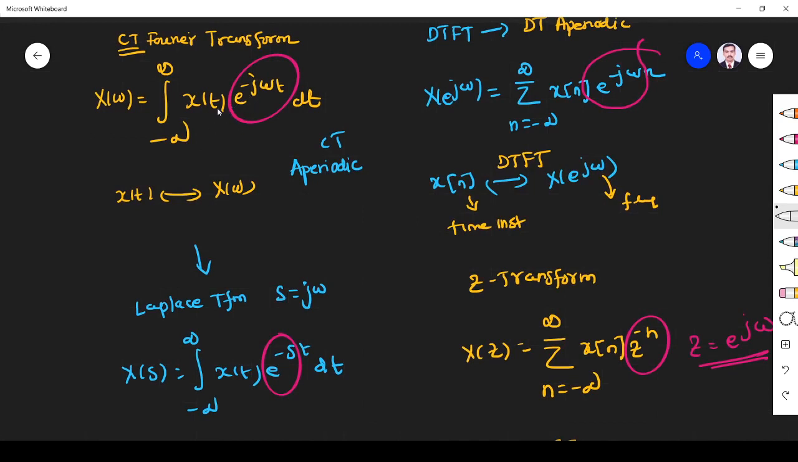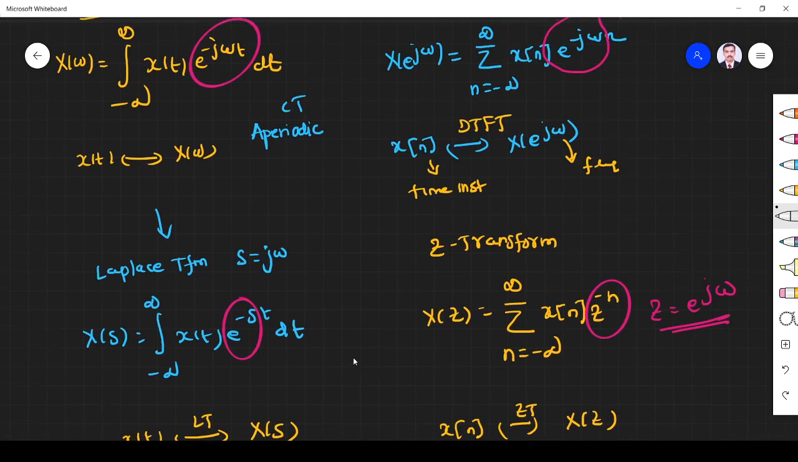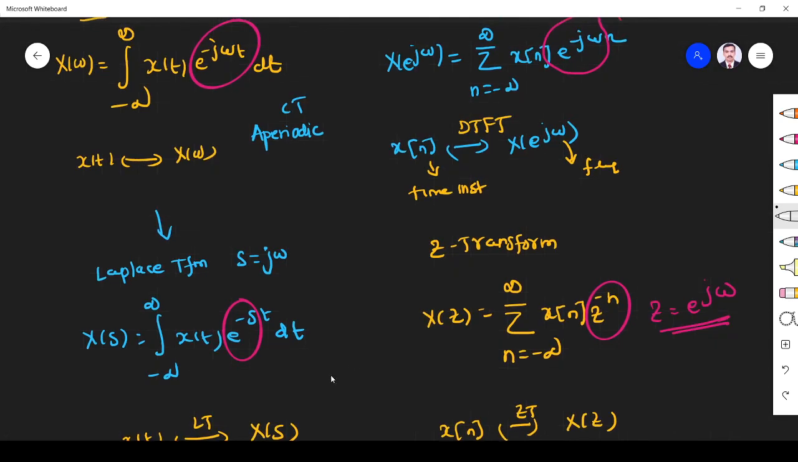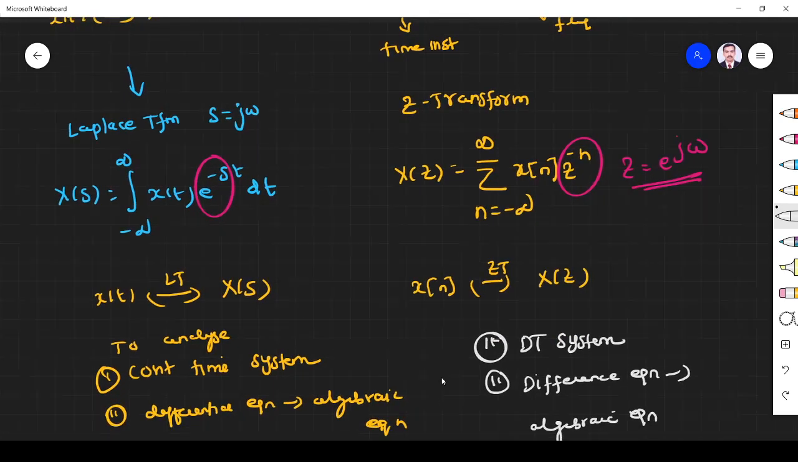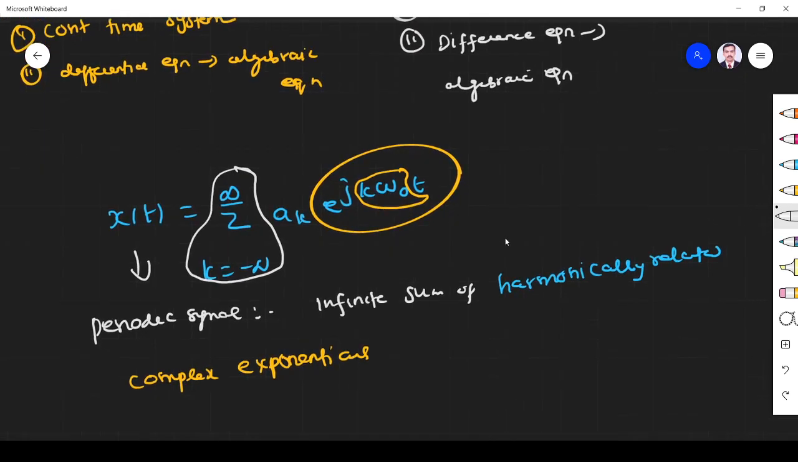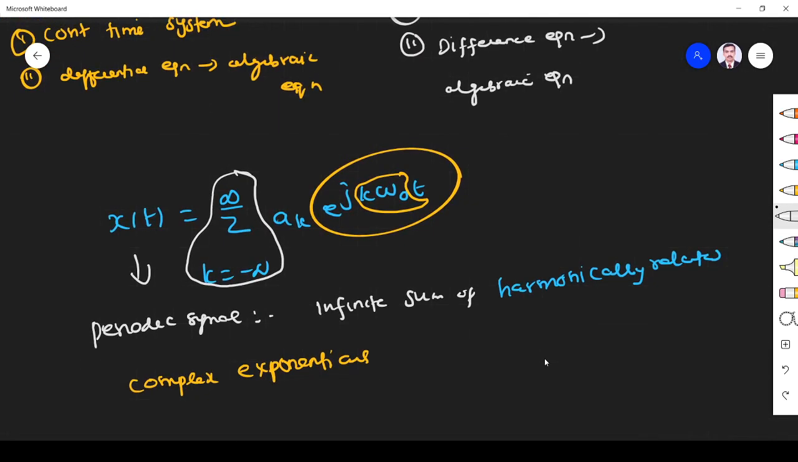Here also the originality of x of t will not change. Here also it will not change. Everywhere it will not change, because you are taking an inner product with e power j omega t, and the magnitude of e power j omega t is 1. So the originality of the signal will not change, only its form will change. If you apply the inverse transform, you will get back your original signal.